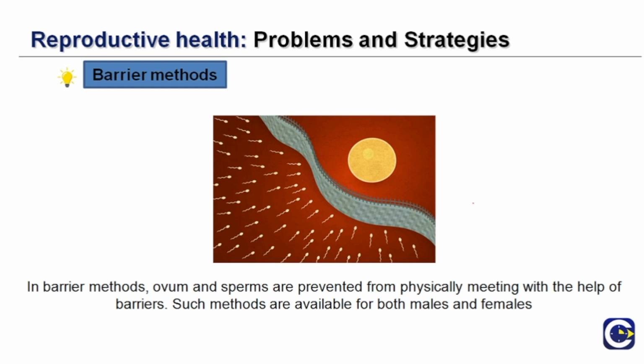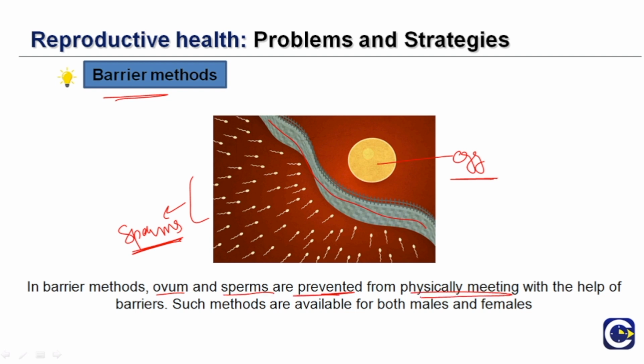This figure depicts the female reproductive system. And this is an egg, and these are all the sperms. So the concept behind using a barrier method is that there is a physical barrier present between the egg and the sperms to prevent fertilization. So in the barrier method, the ovum or the egg and sperms are prevented from physically meeting with the help of barriers. Such methods are available both for males as well as for females.